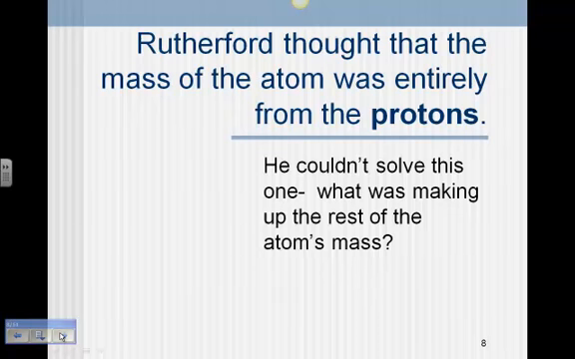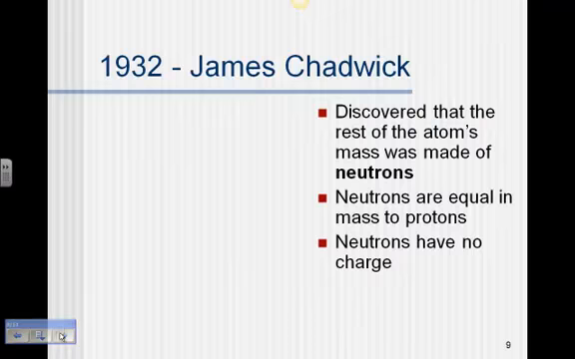So now we know that the protons are the center of the atom. The rest of the atom was, however, still a mystery, mass-wise. This takes us to 1932. James Chadwick discovered that the rest of the mass is neutrons. We now know that neutrons are equal in mass to protons, and we also know that neutrons have no charge. That was discovered through his experiments.